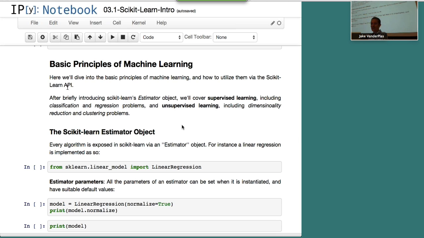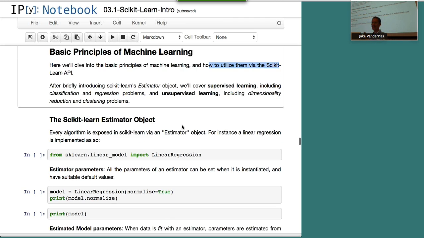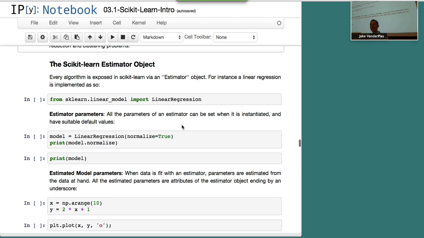So, basic principles of machine learning. We're going to look at what to think about with machine learning, and then how to do these things using the Scikit-Learn API. The Scikit-Learn API is built around this estimator object. And if you've used Python, you know that Python is object-oriented, which means basically you encapsulate data and functionality all into these little code objects that you can use. And Scikit-Learn is based upon that.